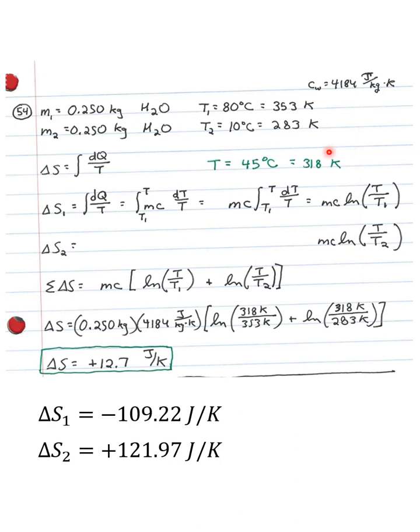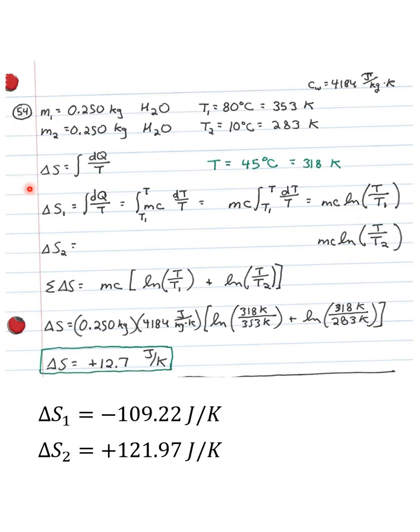All right, so immediately I convert those temperatures to Kelvin, 353 and 283. Along the way, we're going to need to know the equilibrium temperature. So I've done that here in green. Very easy to do because they are equal masses of the same substance. So it's just going to be the average of the temperatures. So the average of 10 degrees Celsius and 80 degrees Celsius is 45 degrees Celsius. But let's get that in Kelvin, 318 Kelvin. That's the equilibrium temperature. With that in mind, let's start calculating the change in entropy.